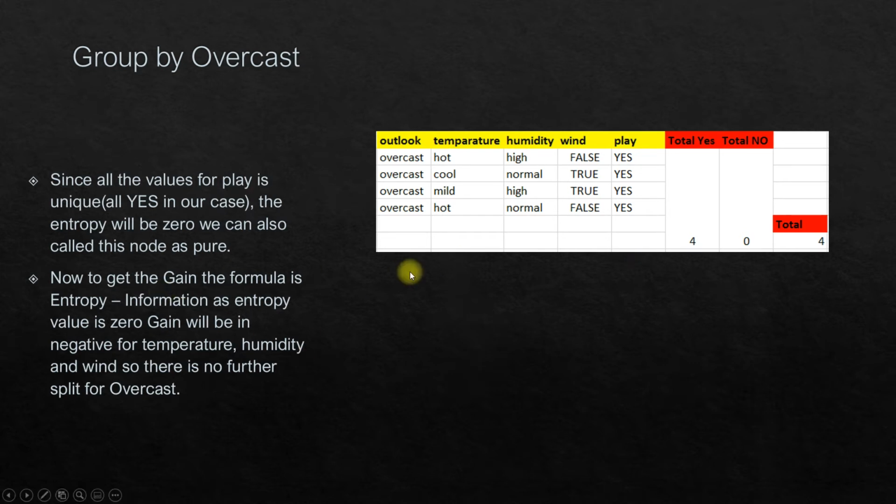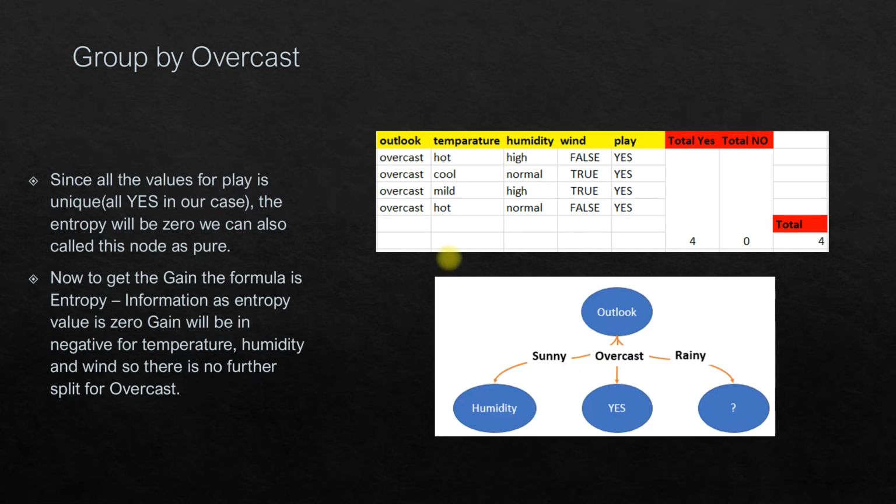If you calculate the information gain for the remaining variables when the Outlook is overcast, the value will be zero or negative, because the entropy is zero. If you got a positive value for information gain, then zero minus any value would be negative. So as this particular node is pure, we don't have any further split for overcast. We can simply say it's yes, there's no further split, as the node is pure.